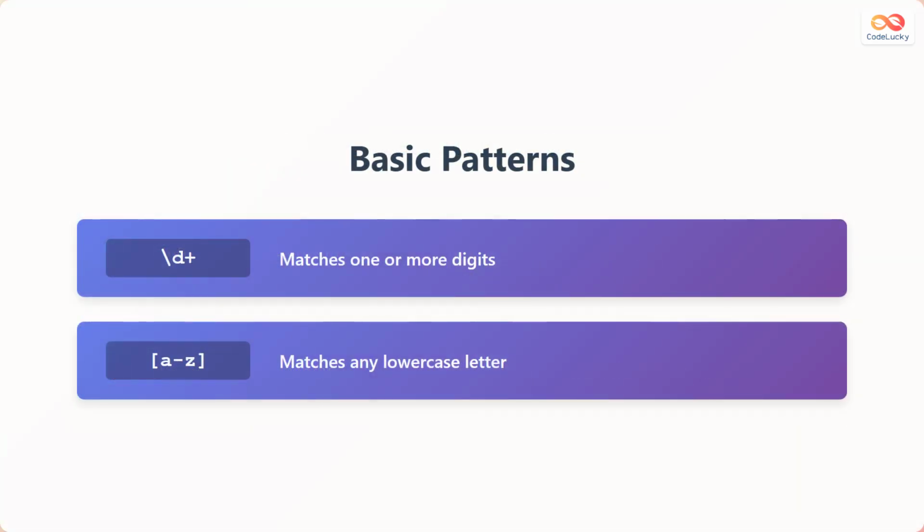Here are a couple of basic patterns to get you started. The pattern \D+ matches one or more digits. For example, it would find 1, 2, 3, 4, 5 in the text. The pattern open square bracket, a-z, close square bracket matches any lowercase letter.